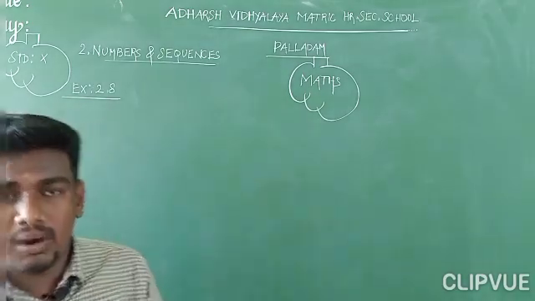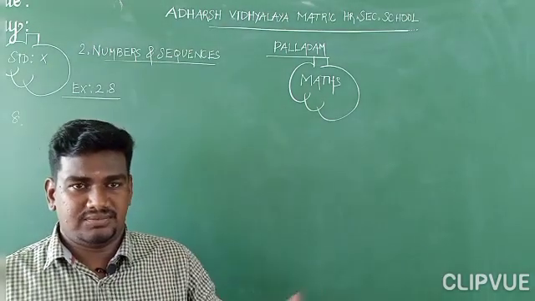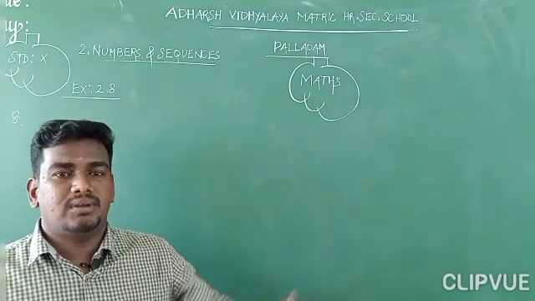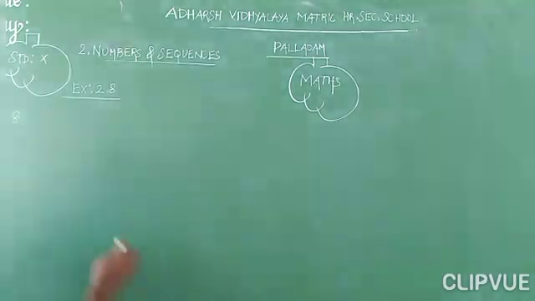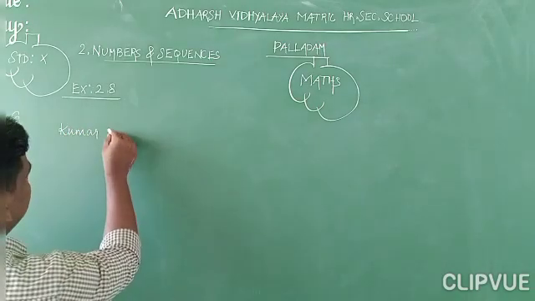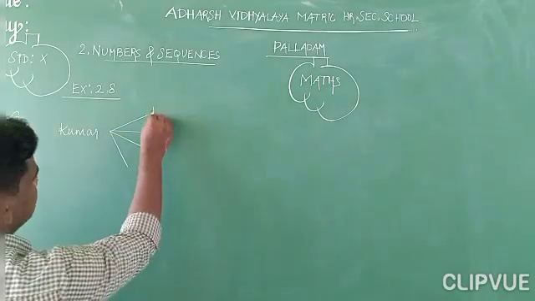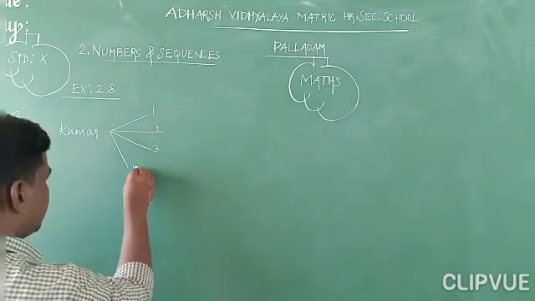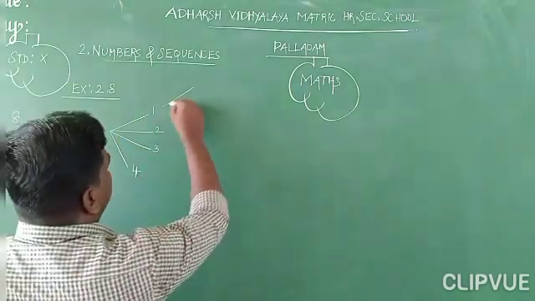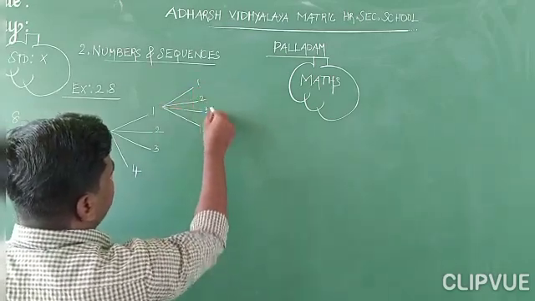The question is: Kumar, a person, writes a letter to 4 of his friends, and then he asks each of them to write to 4 of their own friends. So for example, Kumar writes a letter to his friends. How many friends? 4 friends: 1, 2, 3, 4. And then he asks them to write to their friends, 4 friends each.